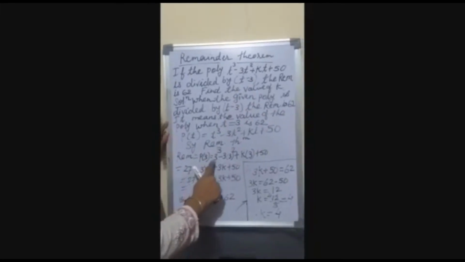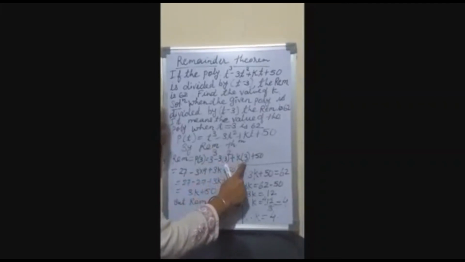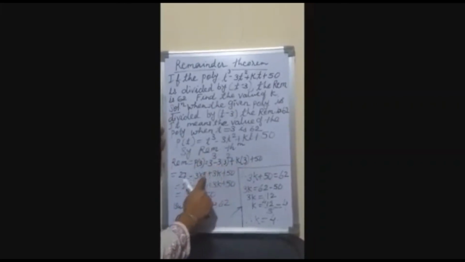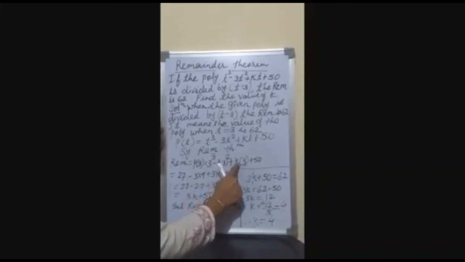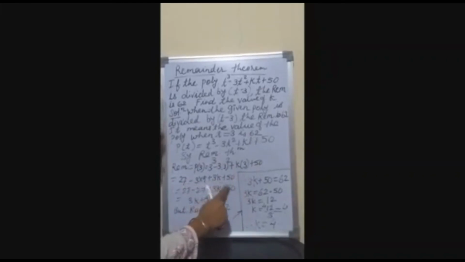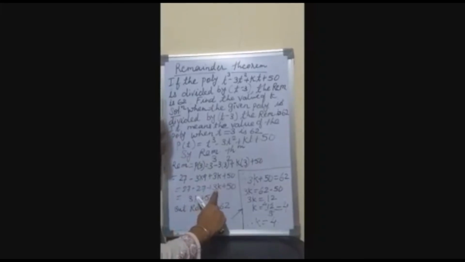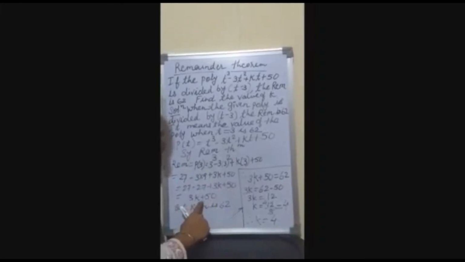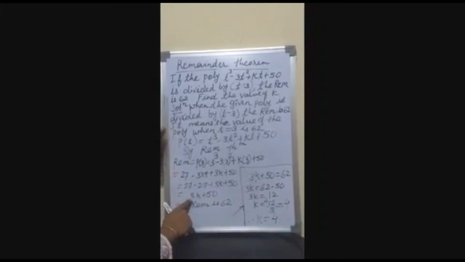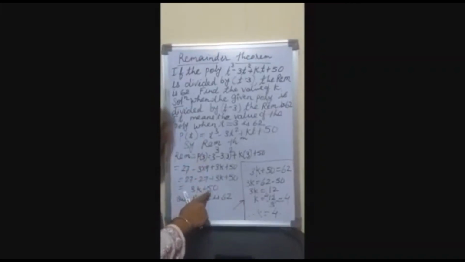This you already know. 3 cube minus 3. In place of t, you have put 3. Again in place of t, you have put 3. Now simplify. You know 3 cube is 27. Here also you will get 3 into 9 plus k into 3, or 3k, plus 50. Now after simplifying, you can see 27 minus 27 is 0, and what is left? 3k plus 50. As you know, these are not like terms, so you cannot simplify this. So the remainder you have got after putting the value 3 in place of the variable is 3k plus 50.